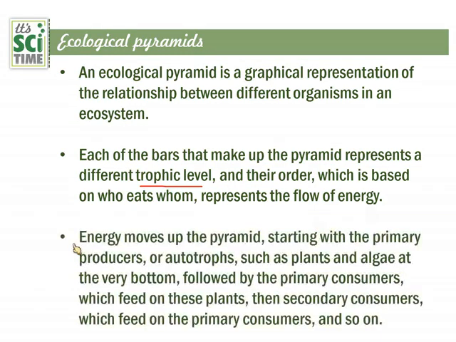Energy moves up the pyramid starting with the primary producers, or autotrophs. Producers are the autotrophs, such as plants and algae, at the very bottom, followed by the primary consumers, which feed on these plants, and the secondary consumers, which feed on the primary consumers, and so on.